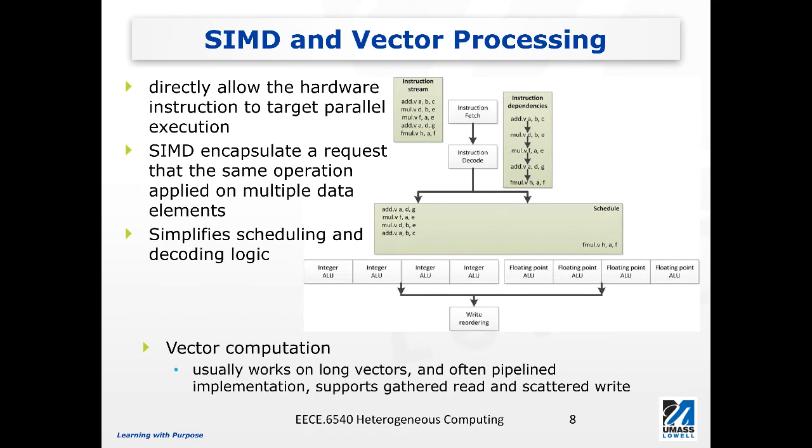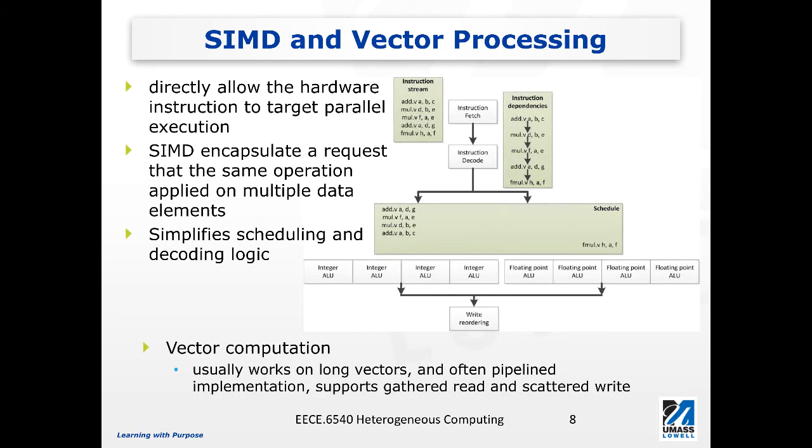SIMD and vector processing. SIMD represents single instruction multiple data. SIMD processors directly allow the hardware instructions to target parallel execution. This is very useful for vector operations, and even for operations that apply on a very large array.